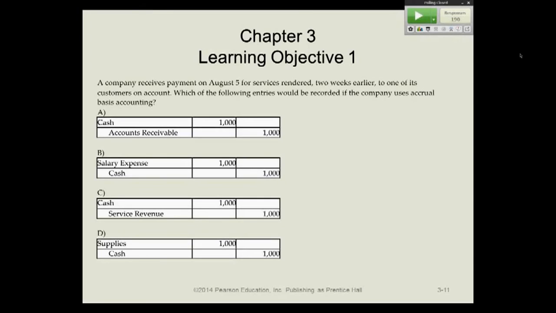I'll get your question in a second. So now, when you collect, if it's the cash basis, you debit cash for 1,000 and you credit service revenue. But here, on the accrual basis, you would debit cash and you credit accounts receivable.